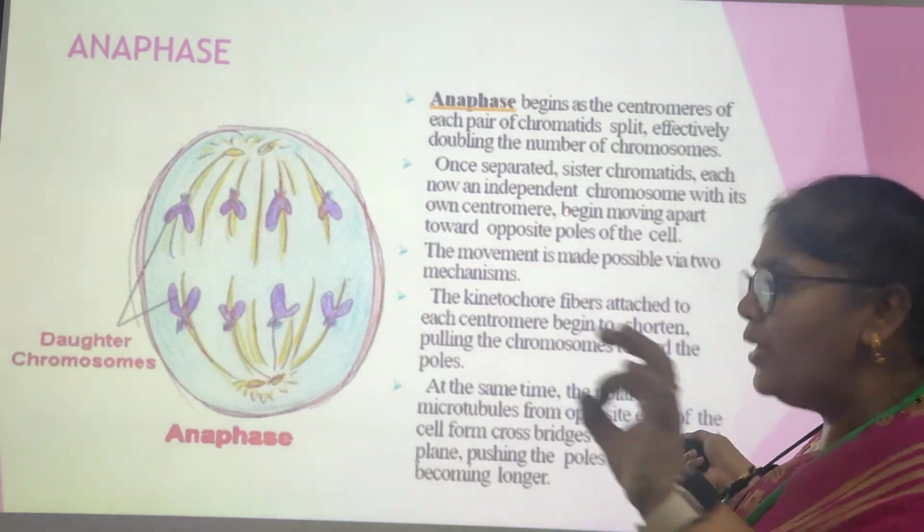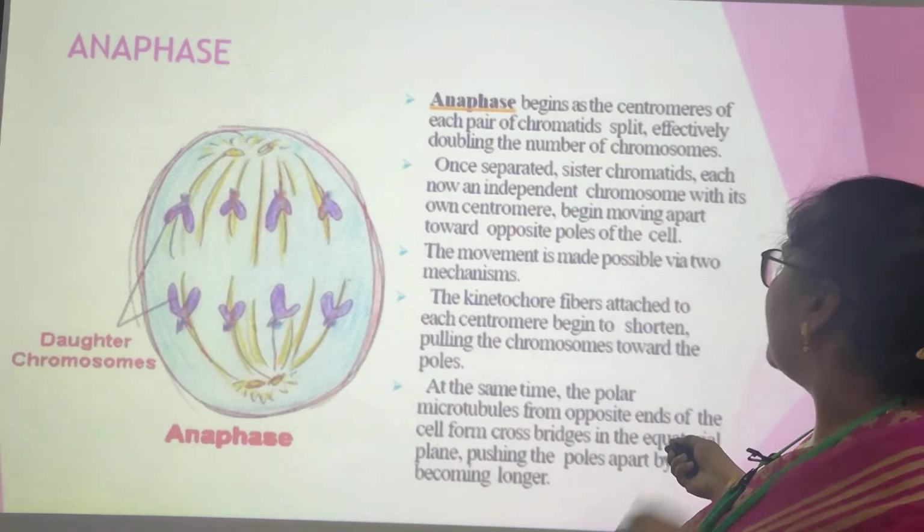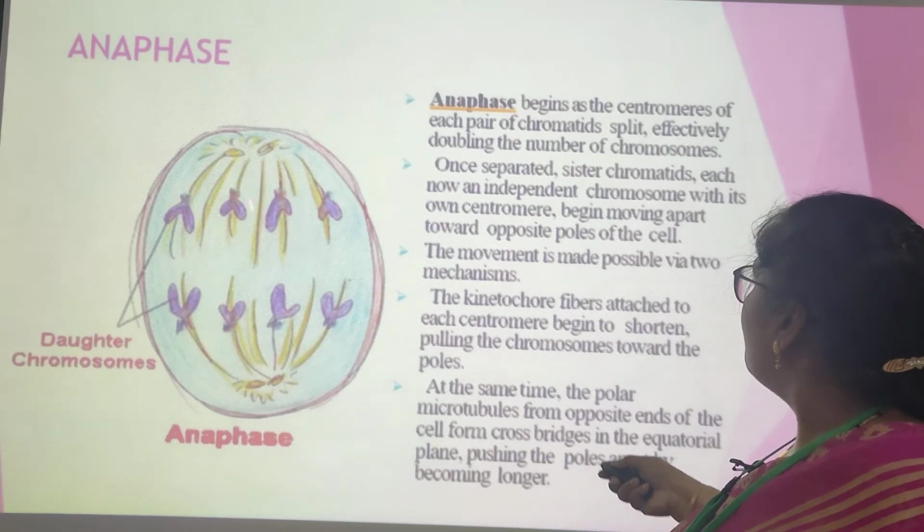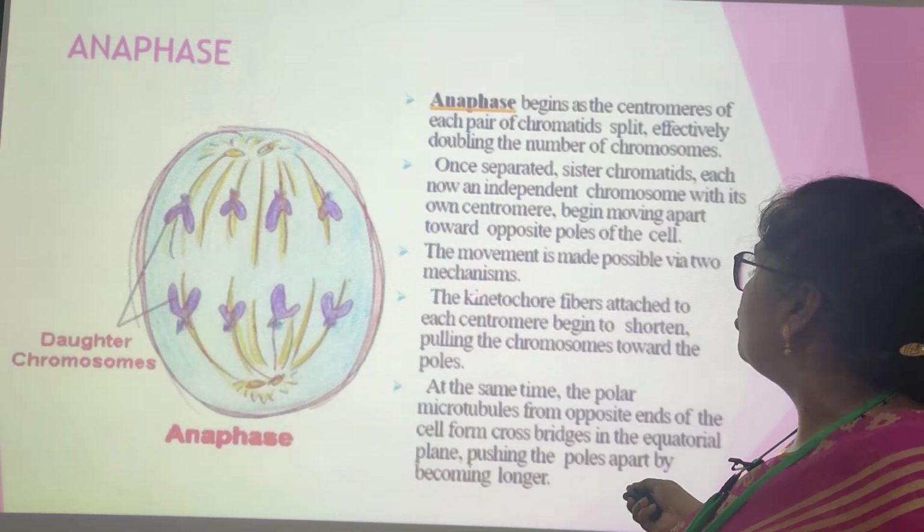Now an independent chromosome with its own centromere begins moving towards the opposite poles. So the movement is made possible via two mechanisms.